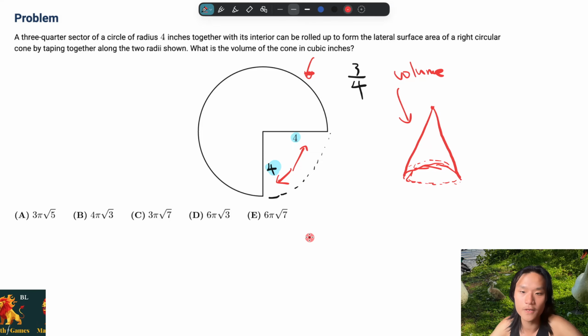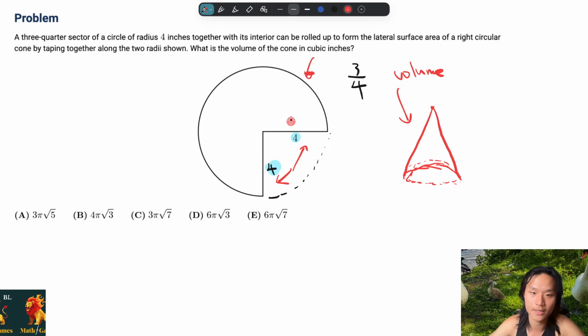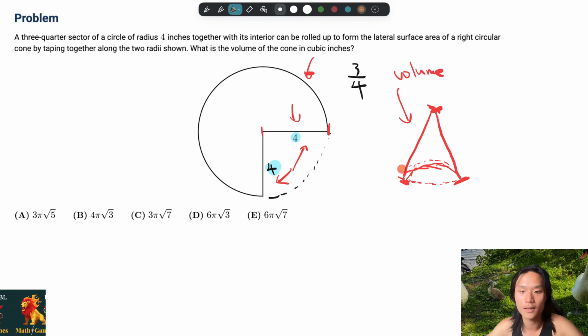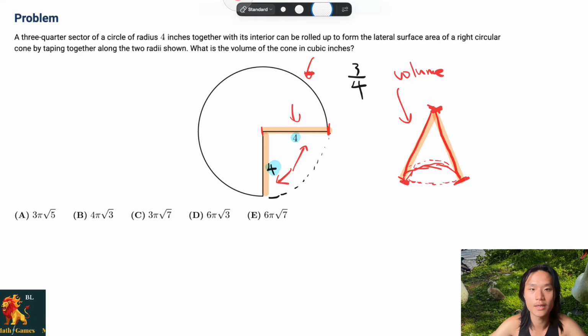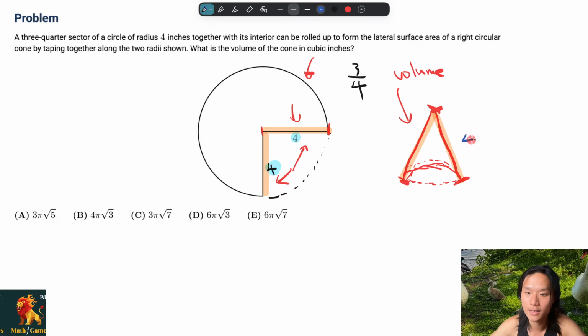So the first thing I know is that the slant height is 4 because this is the part we connect. So this part here is actually this part, right? Or this part. So I'm going to highlight that. Like here, this is the part, okay? So we now know the slant height of the cone to be 4. I'm going to use another color. So slant height is 4.